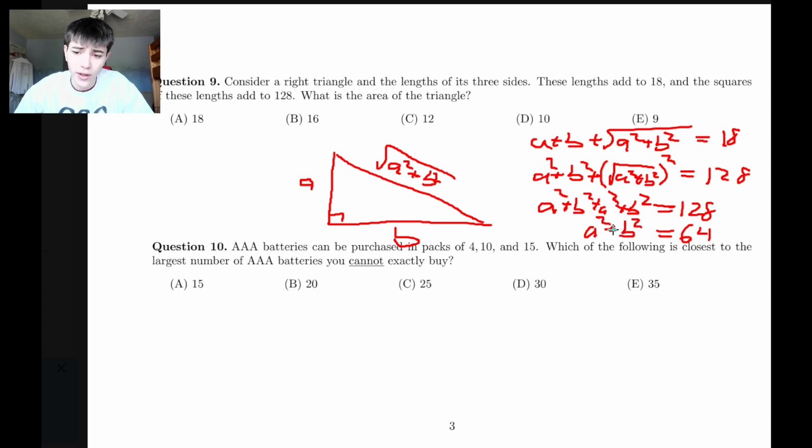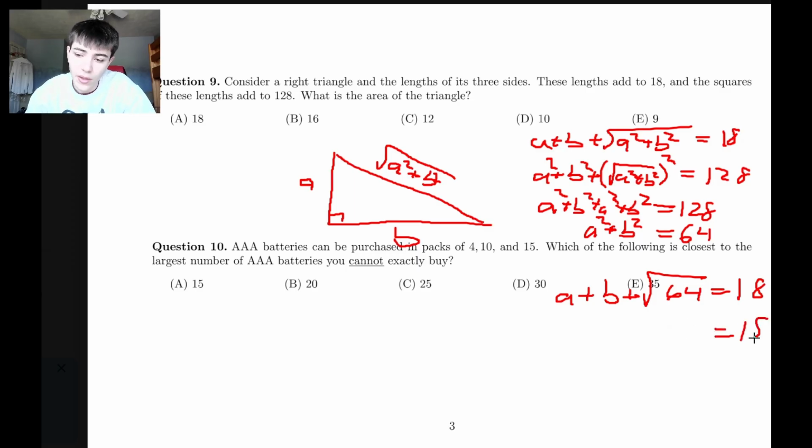But we already saw A squared plus B squared before, right? We know that it appears in this equation right here, A plus B plus the square root of A squared plus B squared equals 18. Okay, so let's figure this out. A plus B plus, now let's substitute in 64. The square root of 64 equals 18. The square root of 64 is 8, right? So it's the same thing as saying this. A plus B plus 8 equals 18. That means A plus B equals 10.